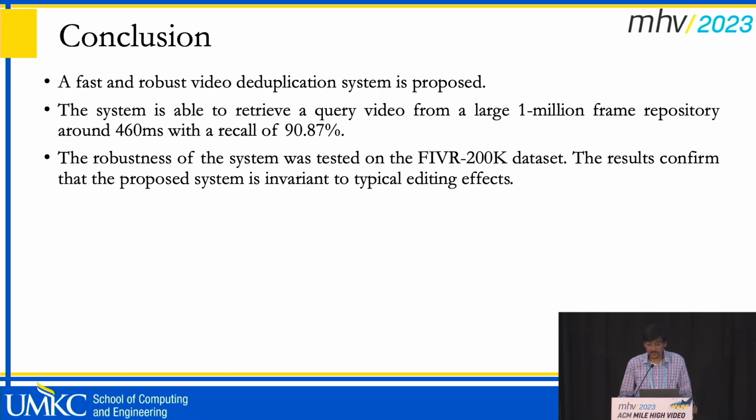So in conclusion, we propose a fast and robust video deduplication system, and the system can retrieve from a large repository of about 1 million frames in around 460 milliseconds with a recall of about 90%. We tested the system on the FIVR 200K dataset, and the results confirmed that our proposed system is invariant to typical editing effects. In future work, we are trying to add some more small features to increase the accuracy and reduce the time consumption. And we will also test it on some better test data.